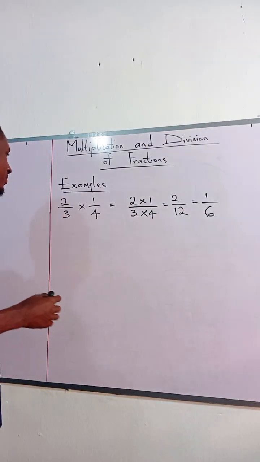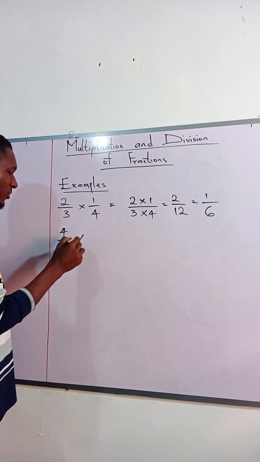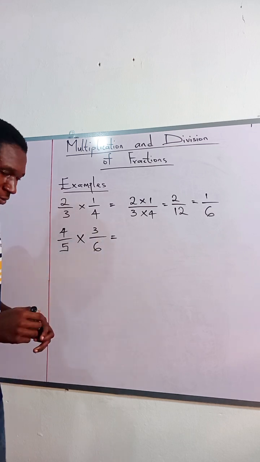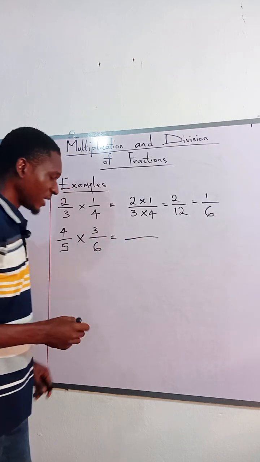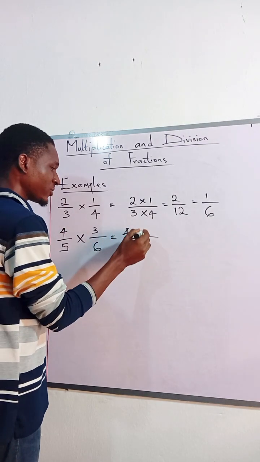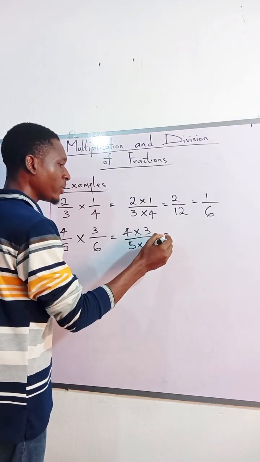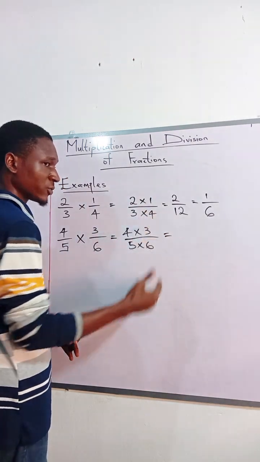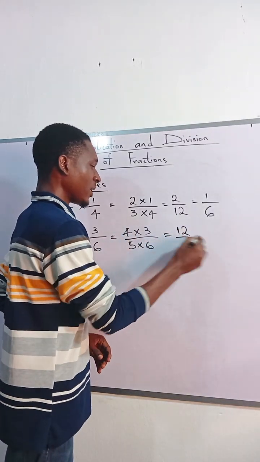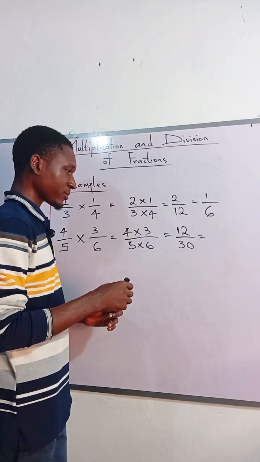Okay, let's take another question. Let's say we have 4 out of 5 multiplied by 3 out of 6. What do we do? The same thing. Just draw a line, multiply the numerators, 4 times 3. You can see this one is very straightforward. 5 times 6. So the only problem you'll be having is when it's time for you to reduce your fractions. So 4 multiplied by 3 is 12, out of 5 multiplied by 6 is 30. So you now have to reduce this.